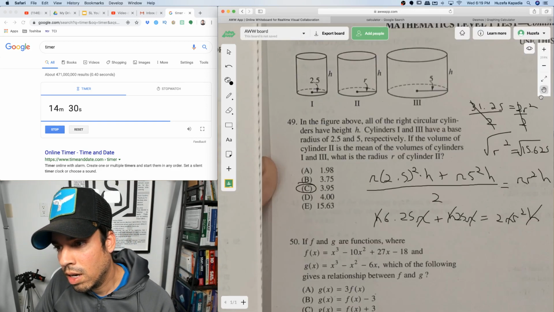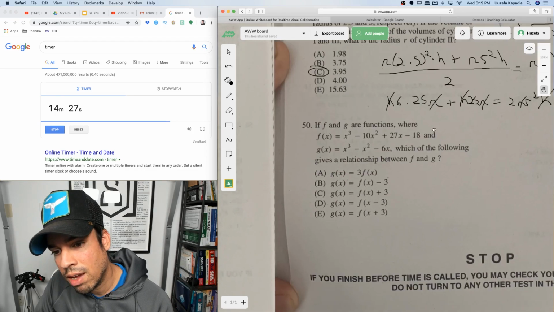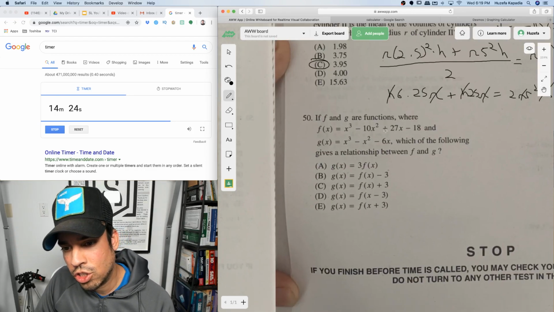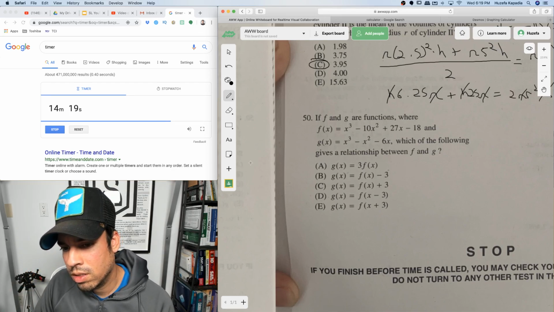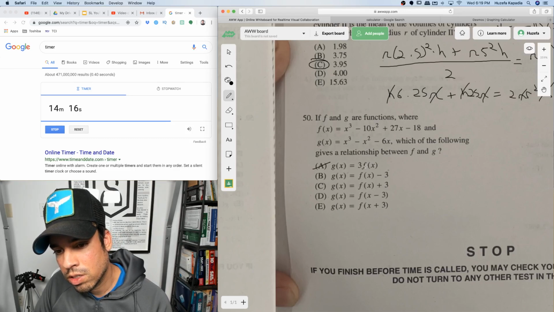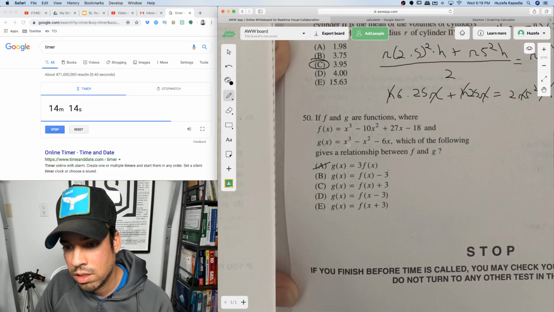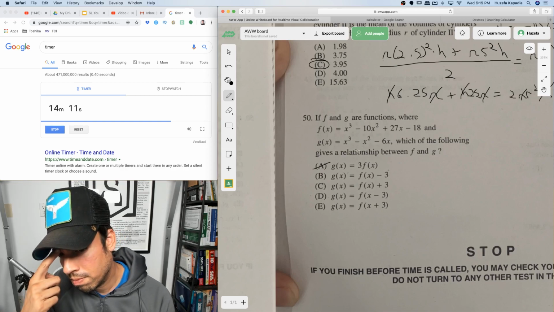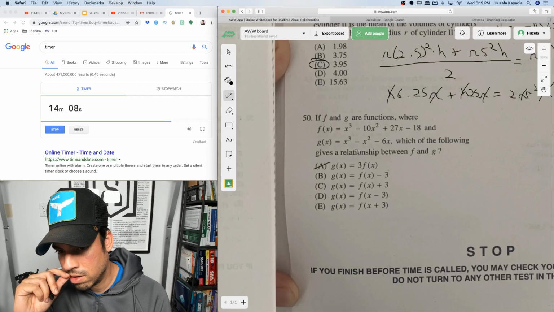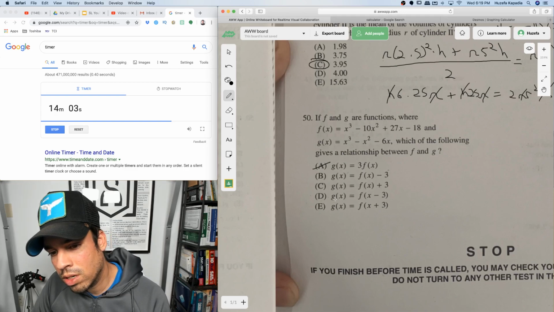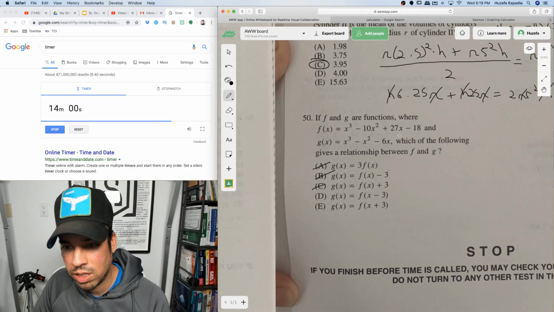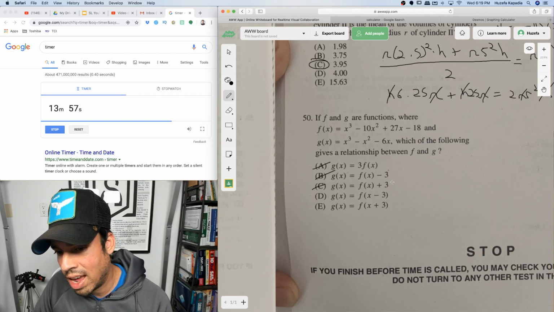Done. And last but not least, we got 50. If f and g are functions where f is blank and g is blank, which of the following gives a relationship between f and g? Now, this is definitely wrong, because if I multiply this by 3, I don't get this. No way. Wait a minute. Oh, did I speak too soon? Hold on. It's got to be one of these two. This doesn't make sense because then I'm just subtracting 3 from this and adding 3 to this one. It's got to be like changing this. You know what I'm saying? Like plugging in x minus 3 in there.